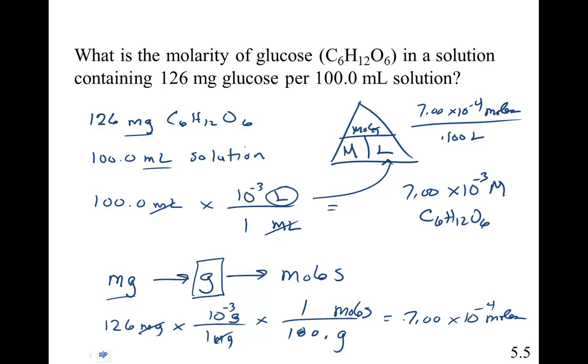All right, so let's see what the book gets. And it is 6.99 times 10 to the negative 3. So to one significant figure, we're in agreement. All right, so plus or minus 1 in our least significant figure.